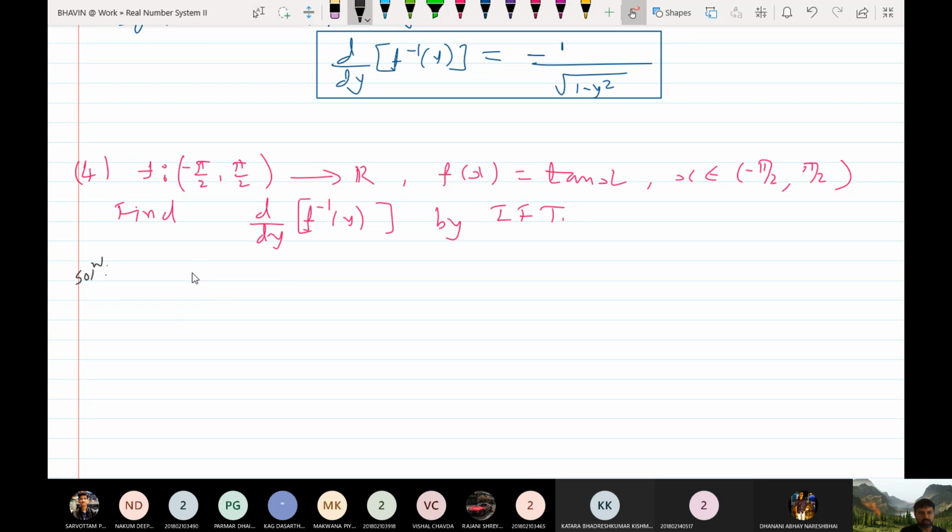ये देखिए इसका डेरिवेटिव तो आपको पता है. f dash x क्या है? tan का डेरिवेटिव sec square x है. ठीक है, तो अकॉर्डिंग टू इनवर्स फंक्शन थ्योरम ये देखिए मुझे ये निकालना है d by dy of f inverse y. तो ये क्या हो जाएगा? d by dy of tan inverse y हो जाएगा यहाँ पे.